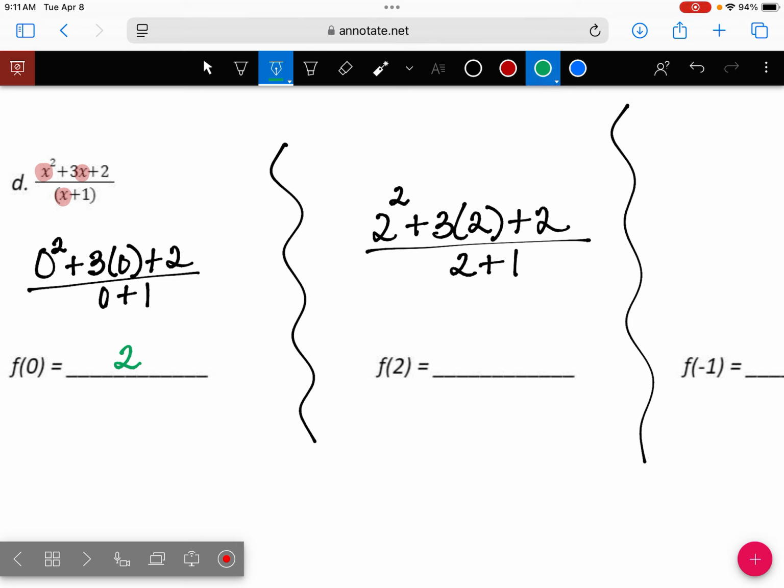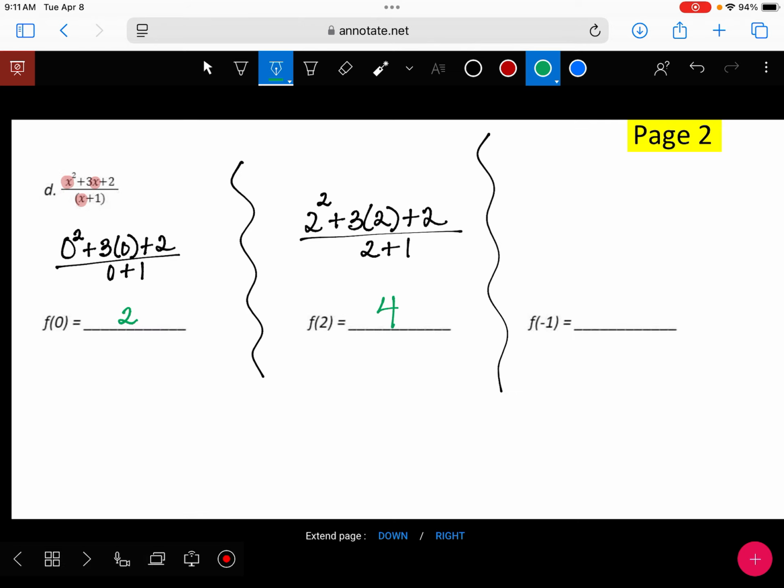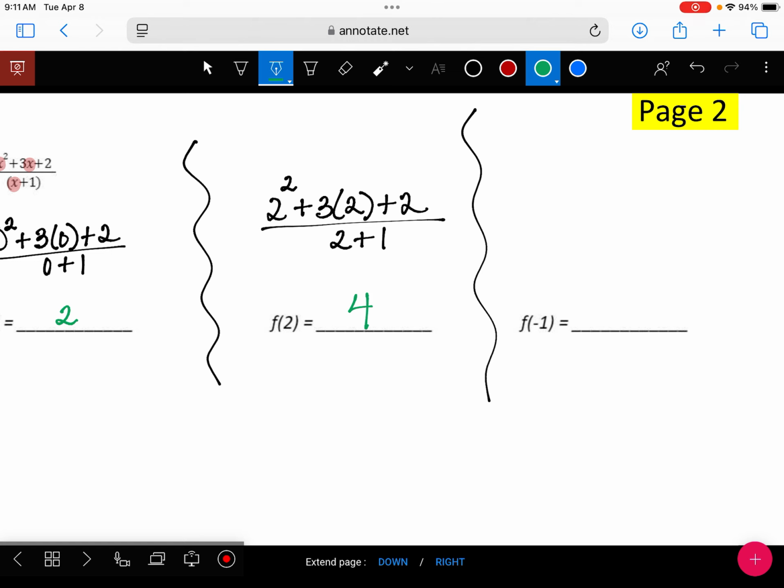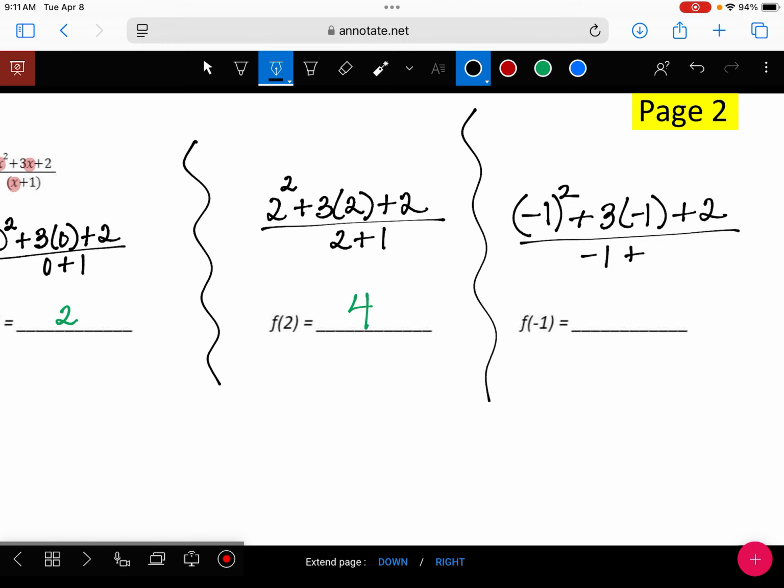What'd you get, Alex? 4? Anybody else get 4? All right, last one. For this function, now we're substituting in a -1. So we have -1 squared. Make sure you put that negative in parentheses. You have to put the negative in parentheses. Plus 3 times -1 plus 2, divided by -1 plus 1.